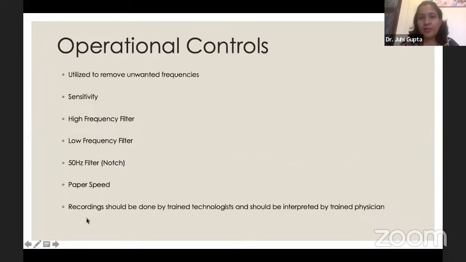So coming to the basic operational controls and the settings of an EEG. What are the main settings that we should look at? Sensitivity, high frequency filter, low frequency filter, the notch filter, the paper speed, and of course, all the recordings should be made by trained technologists and should be interpreted by trained physicians. And with respect to child neurology, the person recording and interpreting should be well versed with children and recordings in children and interpreting pediatric EEG records.